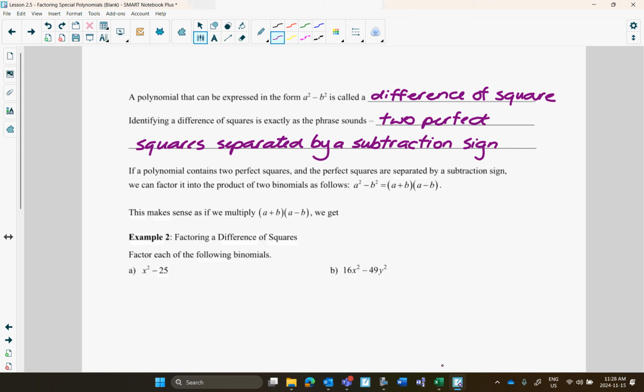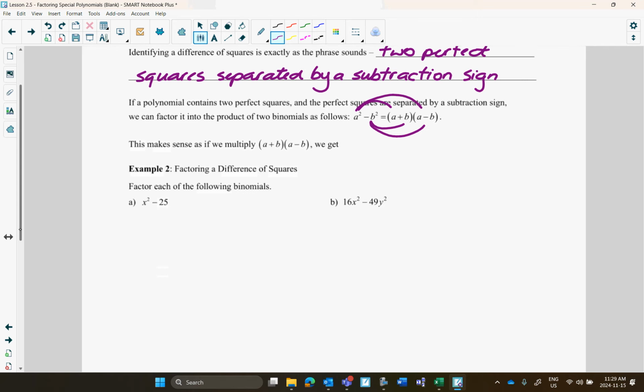How do we factor a difference of squares? Always two binomials. One of the binomials will be plus, the other one will be minus. And how do I find the terms inside? A squared equals A times A, right? B squared equals B times B. So let's look at the first one. This one's actually pretty easy to pick up on.